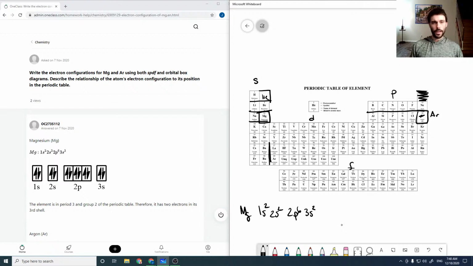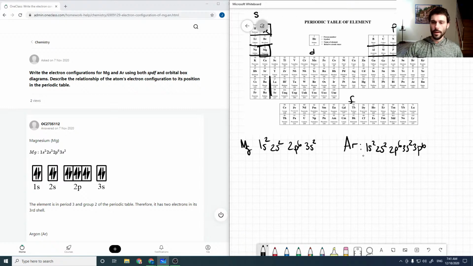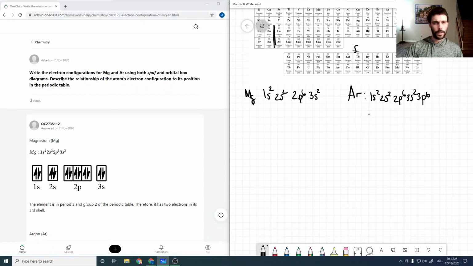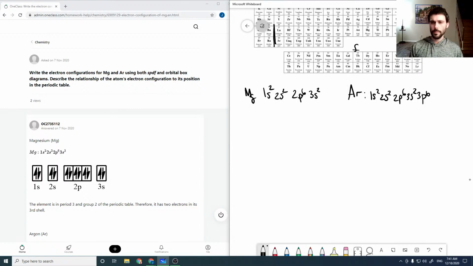And so there's using SPDF notation, and I might as well do argon while I'm at it. So argon is going to be similar to magnesium, so 1s2, 2s2, 2p6, 3s2, and then we need to add in this 3p6. Okay, and then using orbital box diagrams.